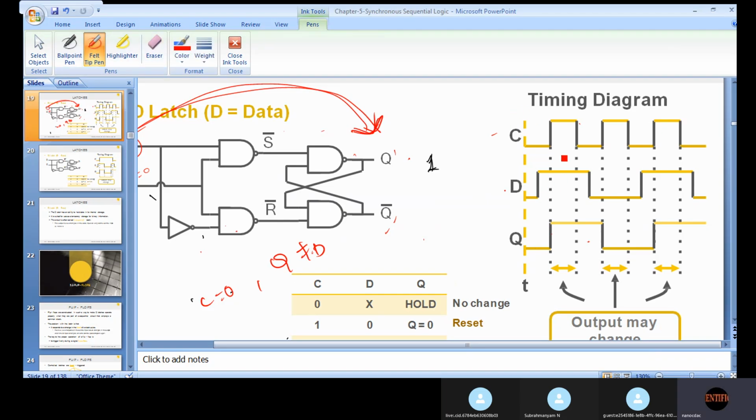So here, see when control is equal to 0, Q obviously D, I told you right, when control is equal to 0, Q is not equal to D. Q కి D కి ఏం సంబంధం ఉండదు. ఇక్కడ D చేంజ్ అయినా కూడా Q 0 నే ఉంది చూడండి.